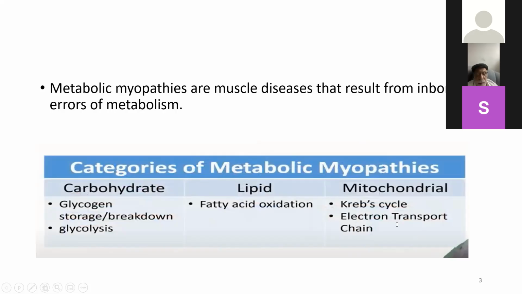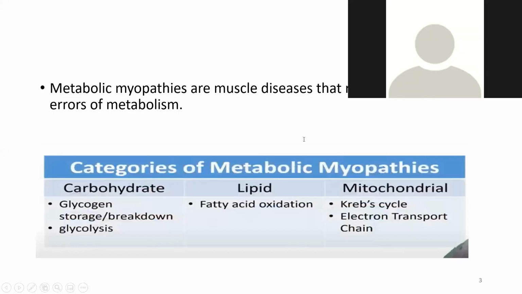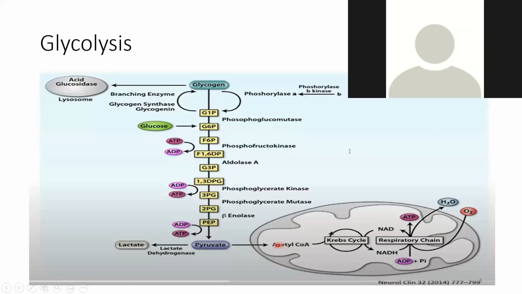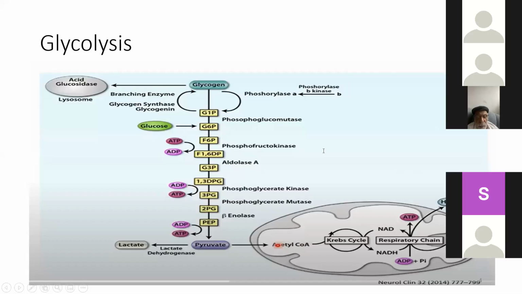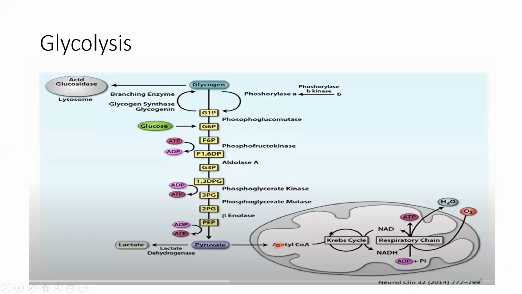This slide is very important. If we illustrate this, we can understand what's going on going forward. This is the glycogen, this is glucose. Glycogen is broken down into glucose 1-phosphate. The defect in glycogen storage disease lies in these areas.